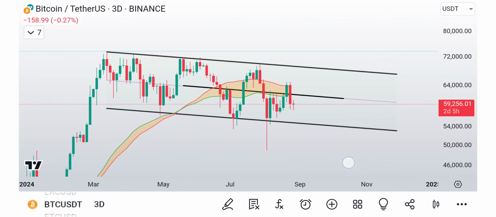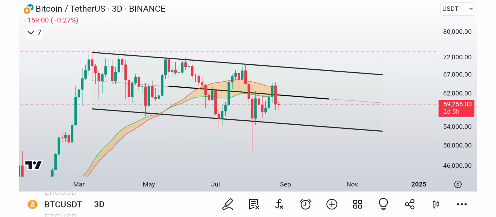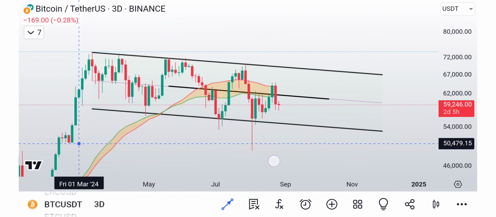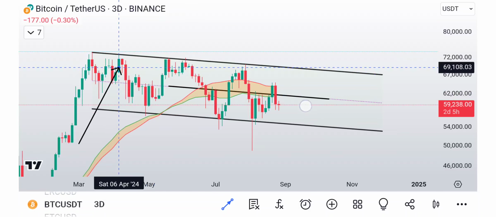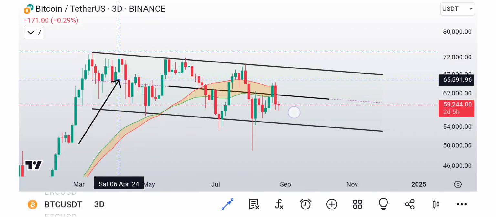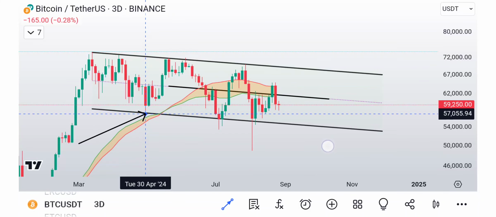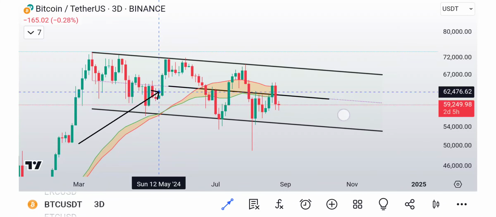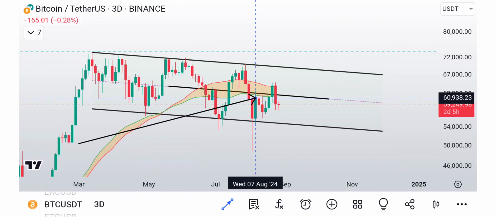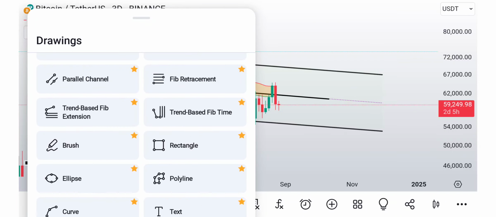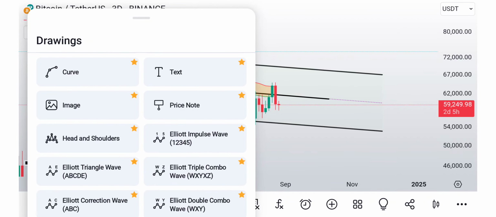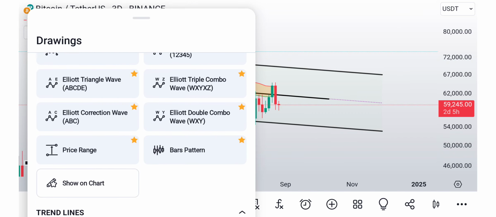Okay, so let's see, but you can kind of see here where we came down, we broke back above the pivot line, we came down, we made another low, but then we came back above it. So what if we got something like that? Let's take a look here.